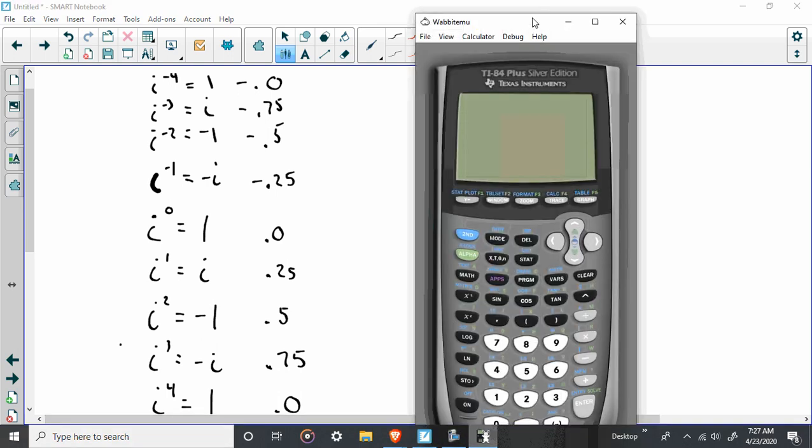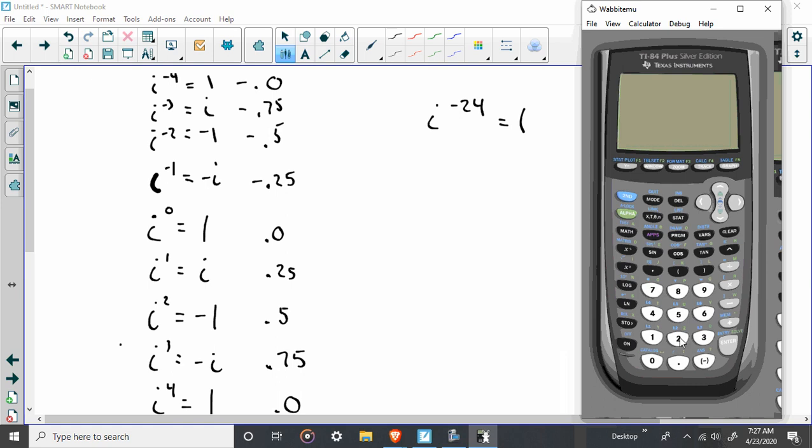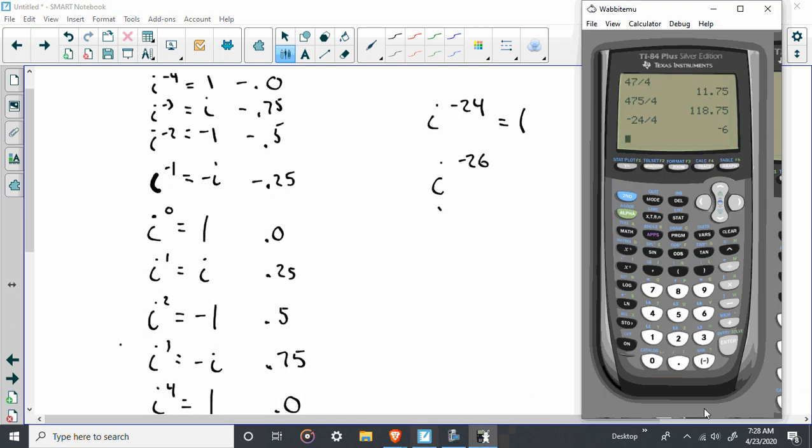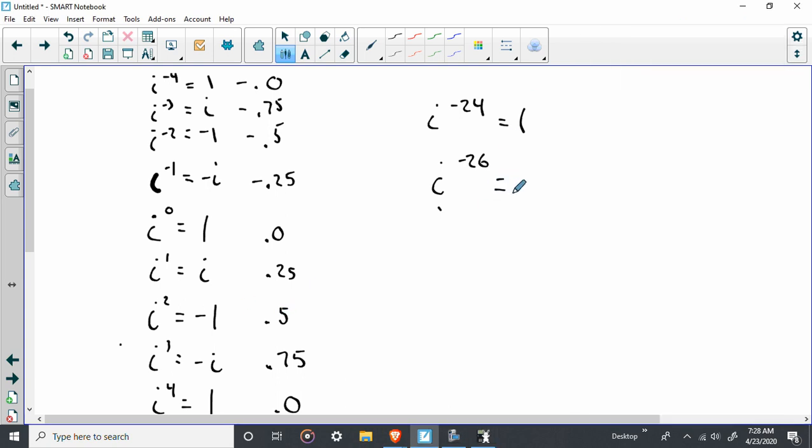So again, negative 24 divided by 4. Since there's no decimal, the answer is 1. So that's the good news for us. And the same thing can be said for anything that ends in 0.5. If I said, what's i to the negative 26? Negative 26 divided by 4 ends in 0.5, so that will be negative 1, just like when it was positive.